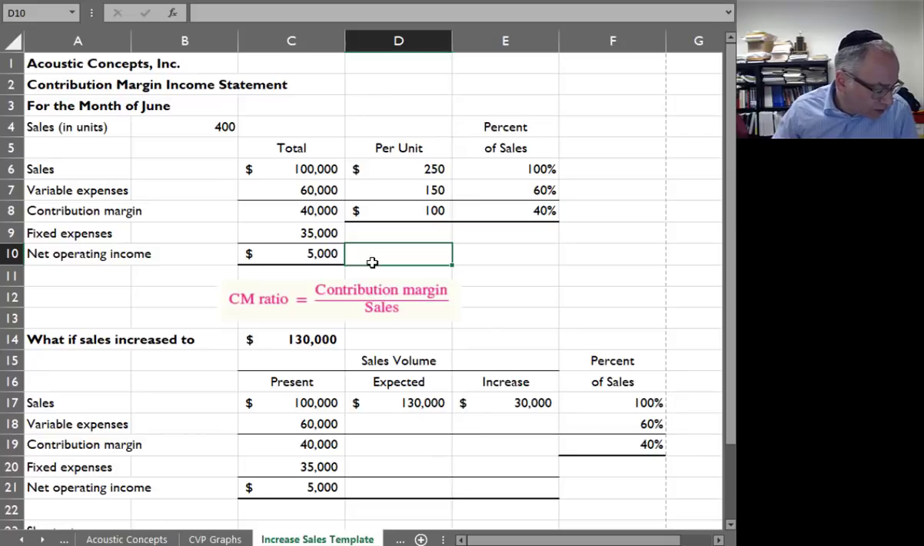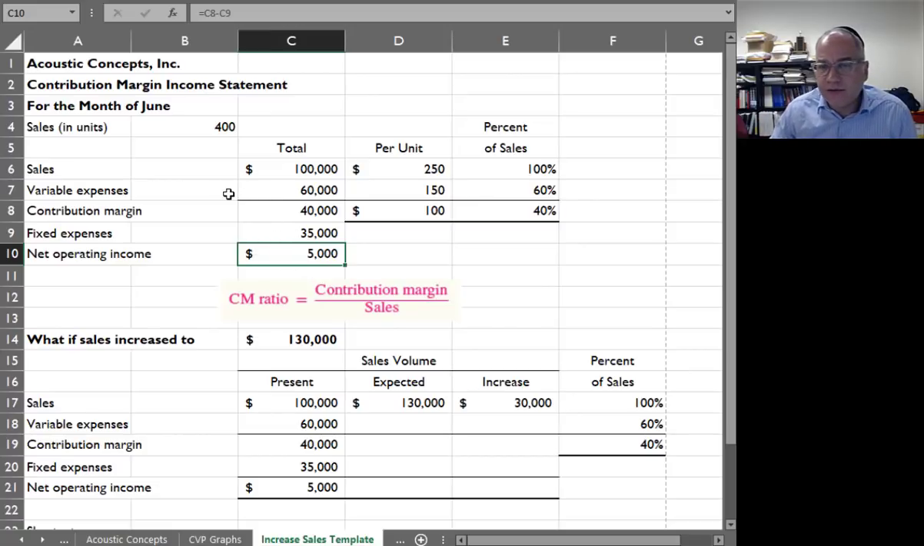And let's suppose that we have a scenario where we sell 400 units at $250 a unit. Variable expense is $150 a unit, so your contribution margin is going to be $100 a unit. Fixed expense is $35,000, so net operating income is $5,000.